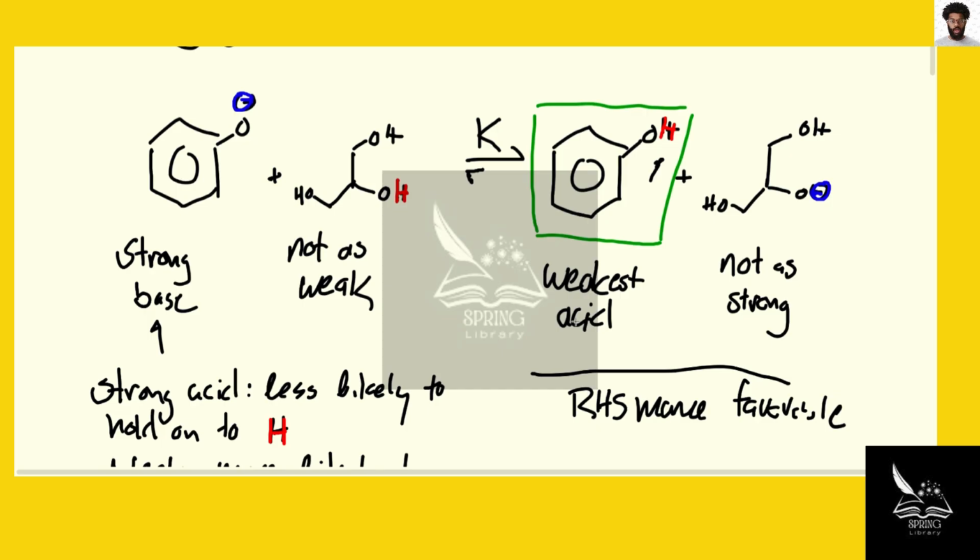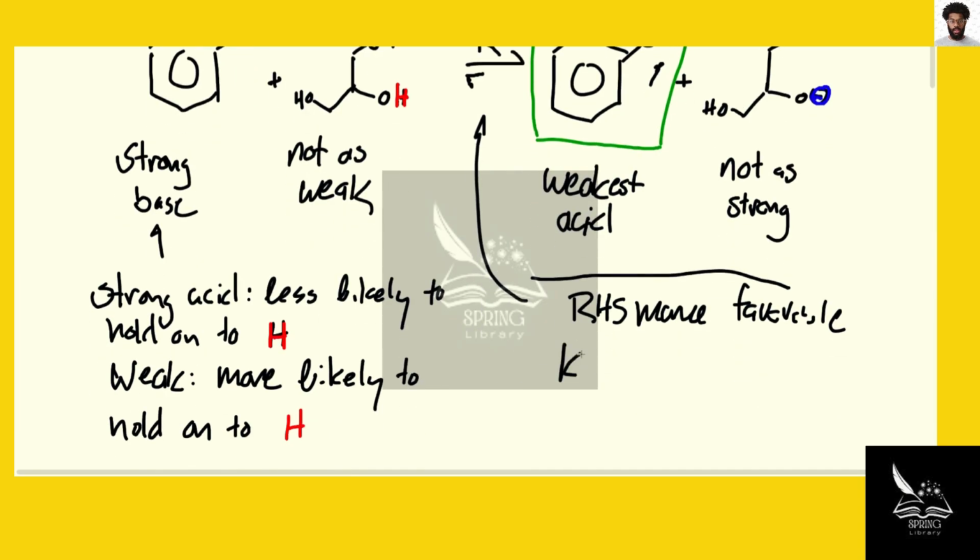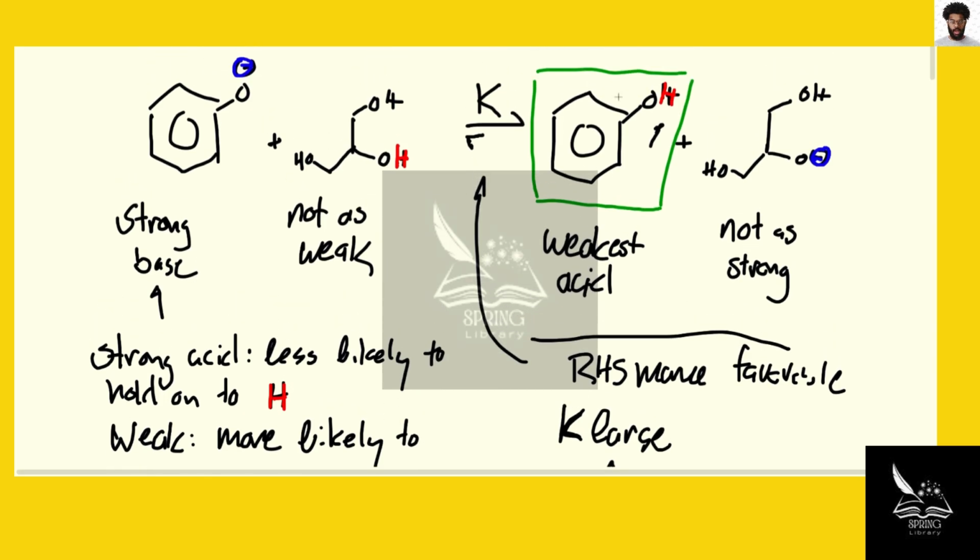Okay, so I kind of worked backwards as to why K must be large and positive, right? Because K is saying right-hand side. If the right-hand side is more favorable, K is large, right? So what you're supposed to reason is that since K is large, the right-hand side is more favorable. And if the right-hand side is more favorable, whichever acid is on the right-hand side of the equation must be the weakest. Does that make sense?